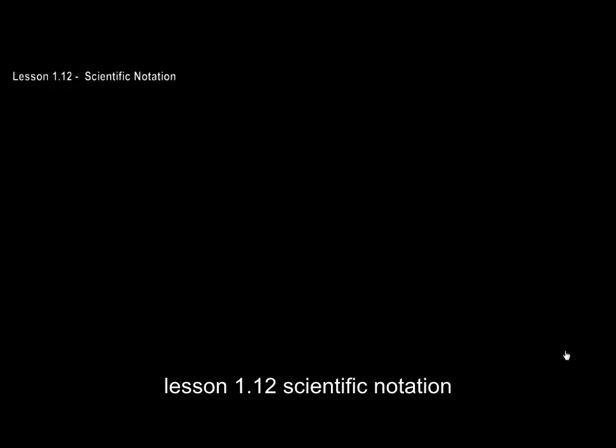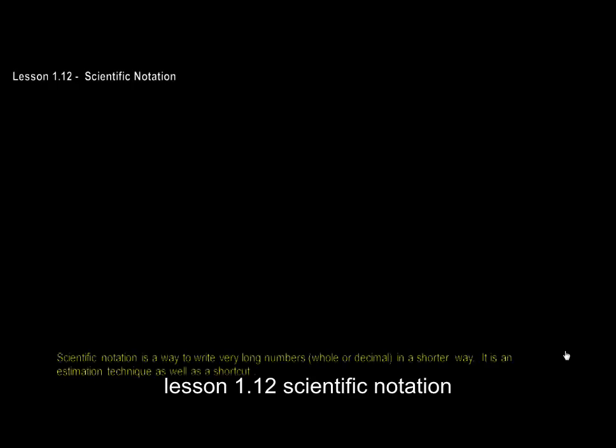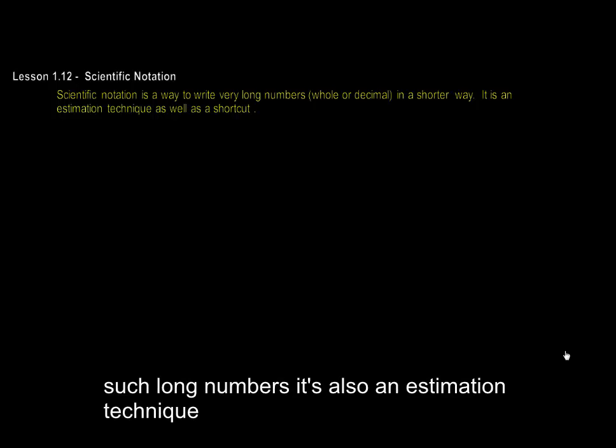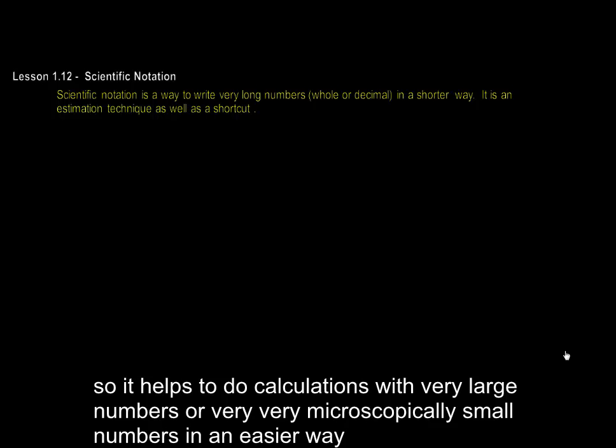Lesson 1.12, Scientific Notation. Scientific notation is a way to write very long numbers in a shorter way. Again, mathematicians like shortcuts. This is a way to not have to write such long numbers. It's also an estimation technique, so it helps to do calculations with very large numbers or very, very microscopically small numbers in an easier way.